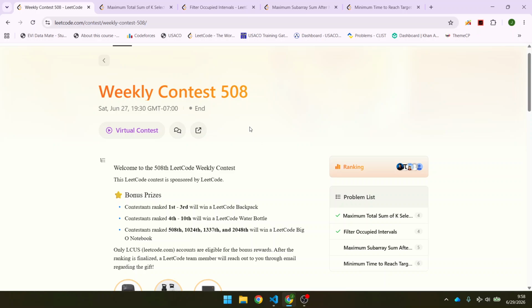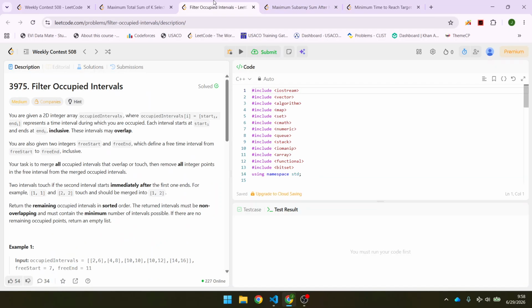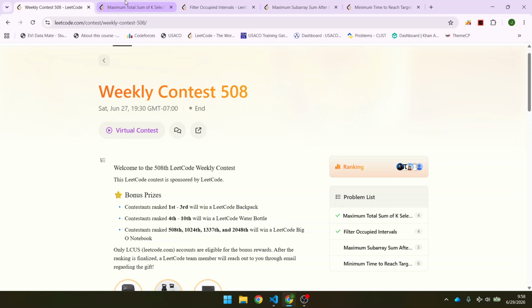All right, hi everyone. This will be my solutions to weekly contest 508. I did some upsolving and I solved the last two problems. So yeah, here we go.